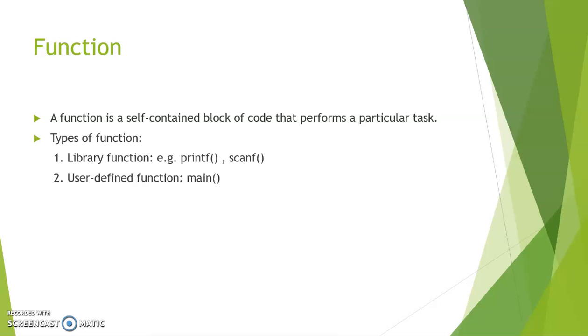There are two types of function. First one is library function and second one is user defined function. Library function means the functions which are already defined. printf and scanf, both functions are already defined. How do you use these functions? You have to include stdio.h at the beginning of the file, right?